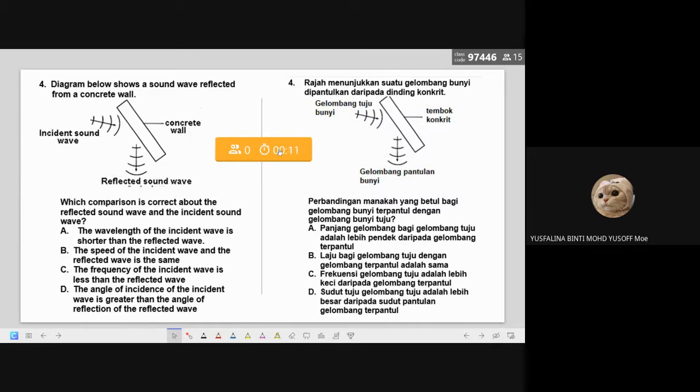Okay, you can try to answer. Remember for sound reflection, wave speed, frequency and wavelength do not change, only the direction of propagation.